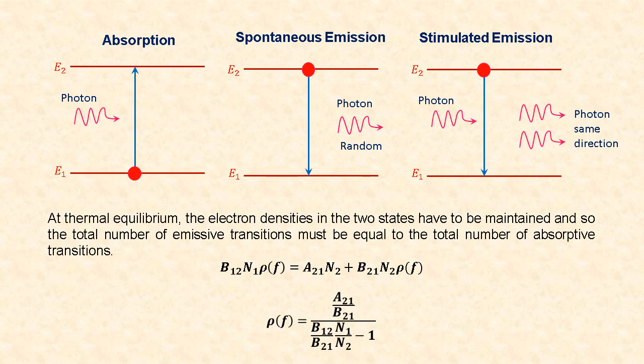Rearranging the above equation, we obtain the expression for the photon flux density function as rho(F) equal to (A21 by B21) divided by [(B12 by B21) × (N1 by N2) minus 1]. This equation gives us the net photon flux density emitted from the system when the three processes, absorption, spontaneous emission and stimulated emission, take place simultaneously inside a material.